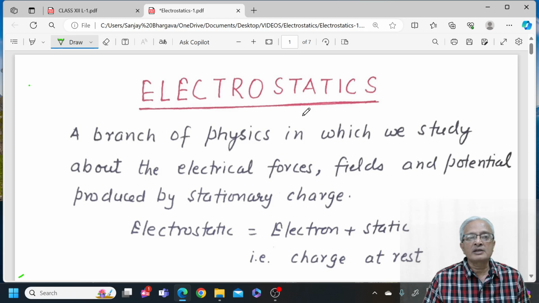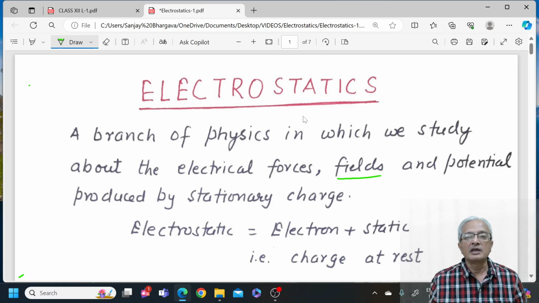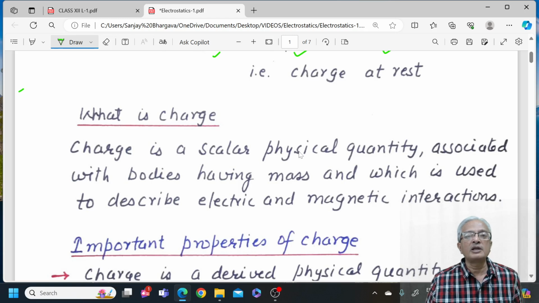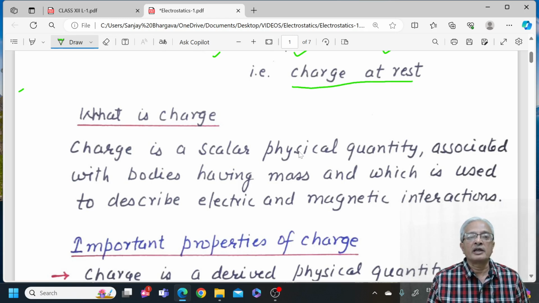So electrostatics can be defined as branch of physics in which we study about electrical forces, electrical fields and potentials produced by the stationary charge. As you can see, the word electrostatic is made up of two words, electron and static. Electron is a representation of a charge, while static means at rest. So in electrostatics, we study properties of charges at rest.